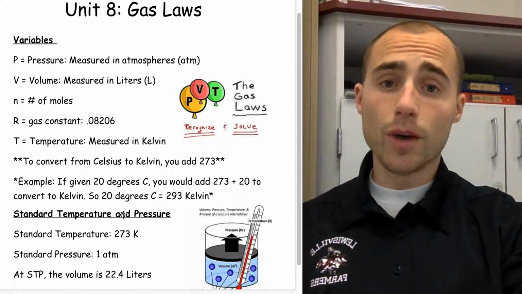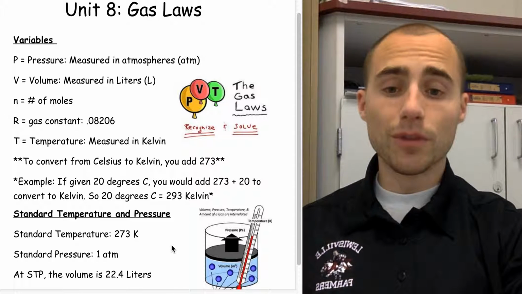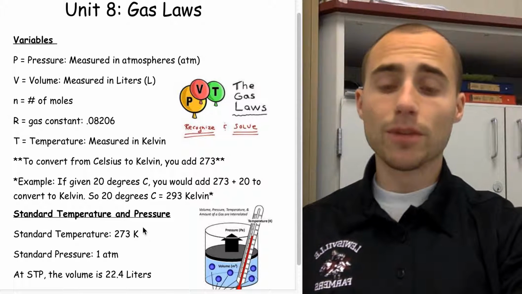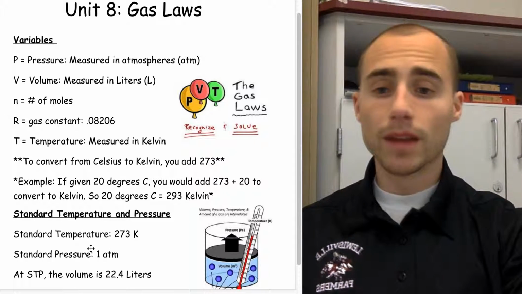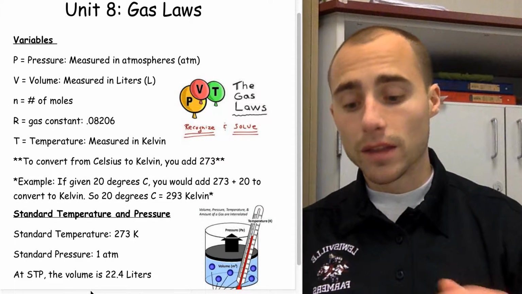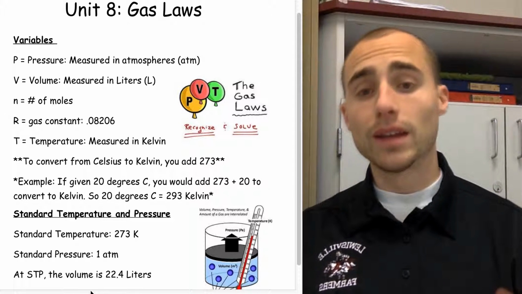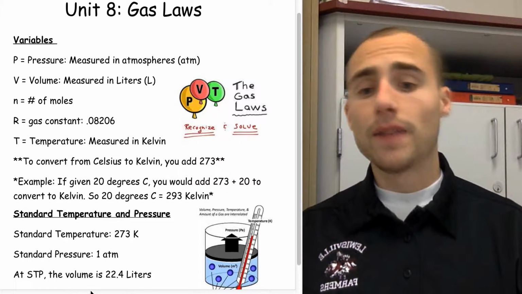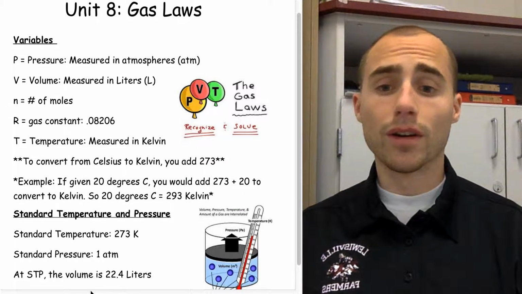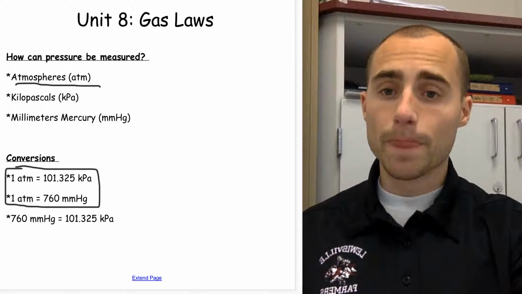Something we haven't covered in a while, and something that you are going to see on the exam, is standard temperature and pressure. Standard temperature is 273 Kelvin. Standard pressure is 1 atm. And at STP, the volume is 22.4 liters. So those are the conditions. If you see STP, that means standard temperature and pressure. So just be aware of that.